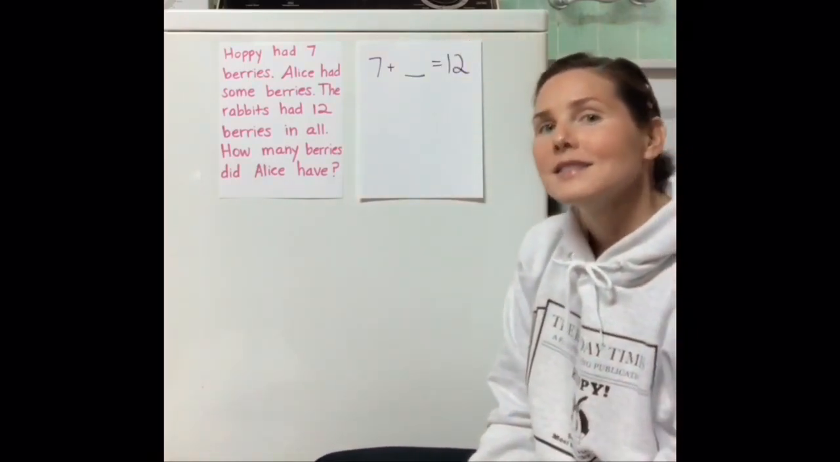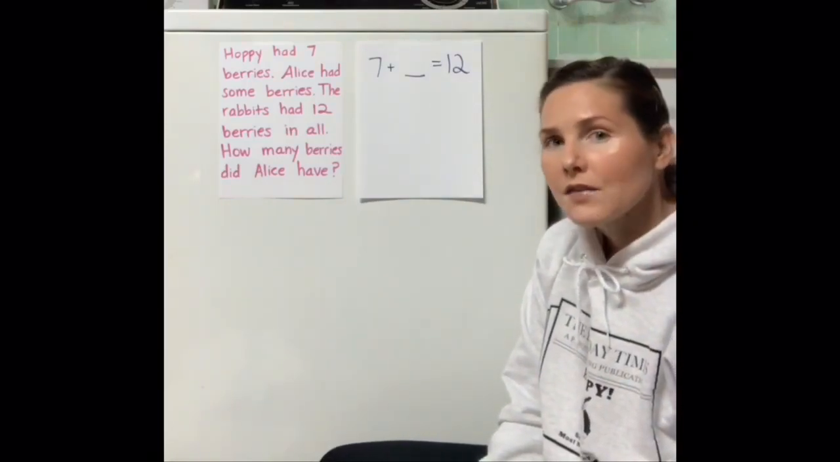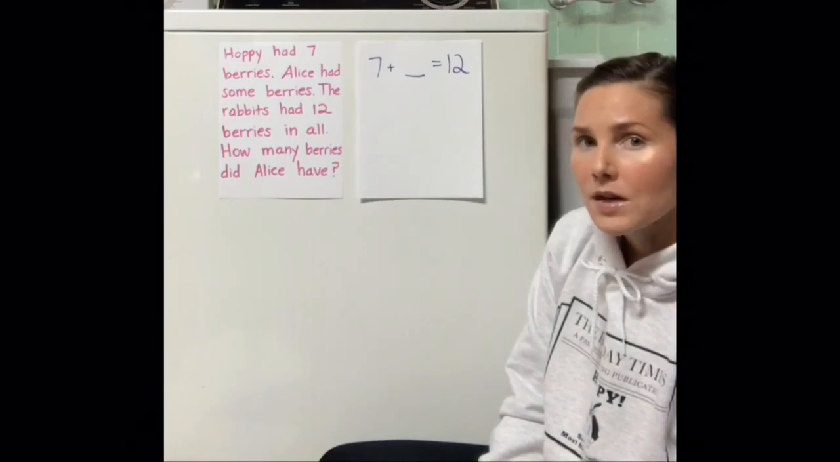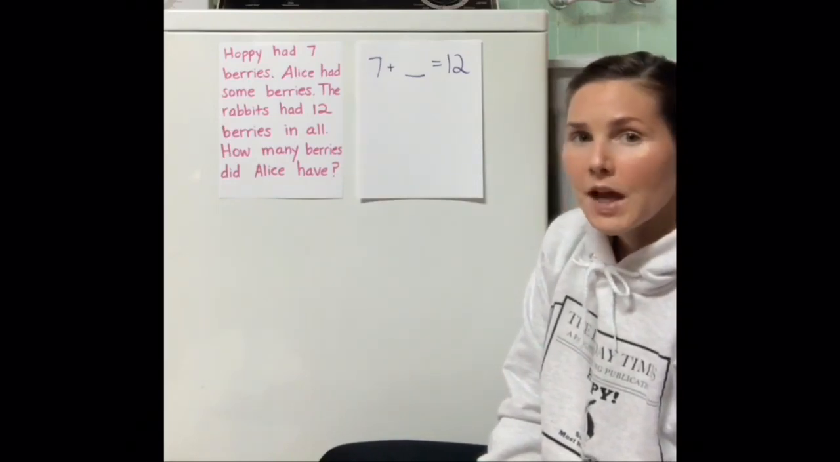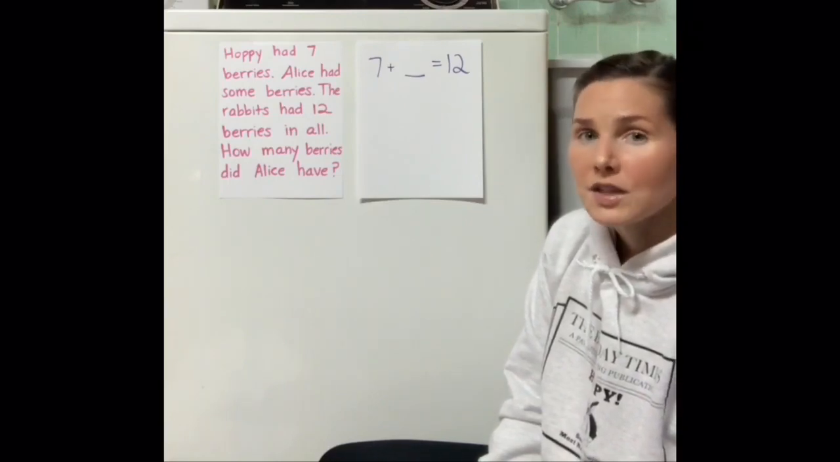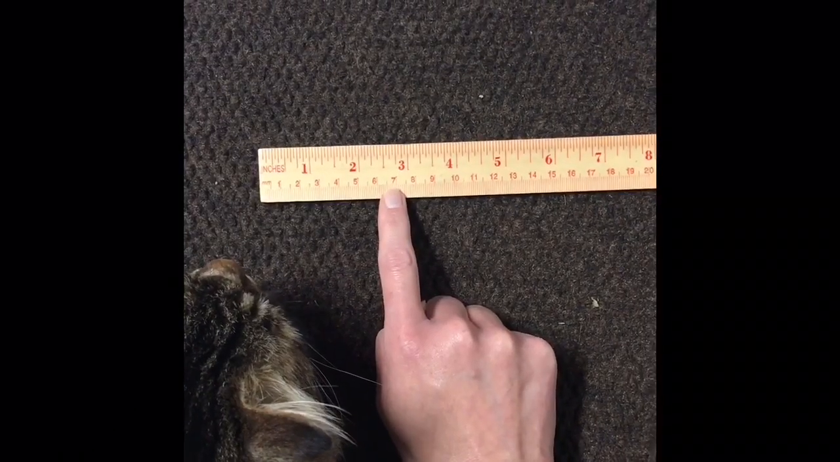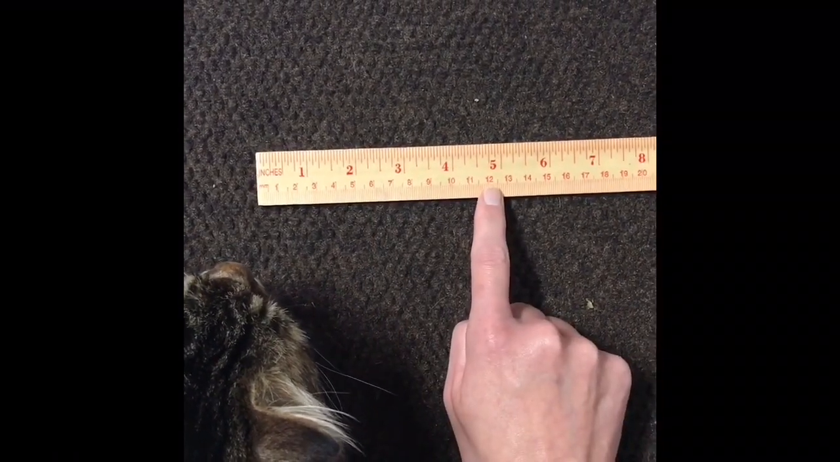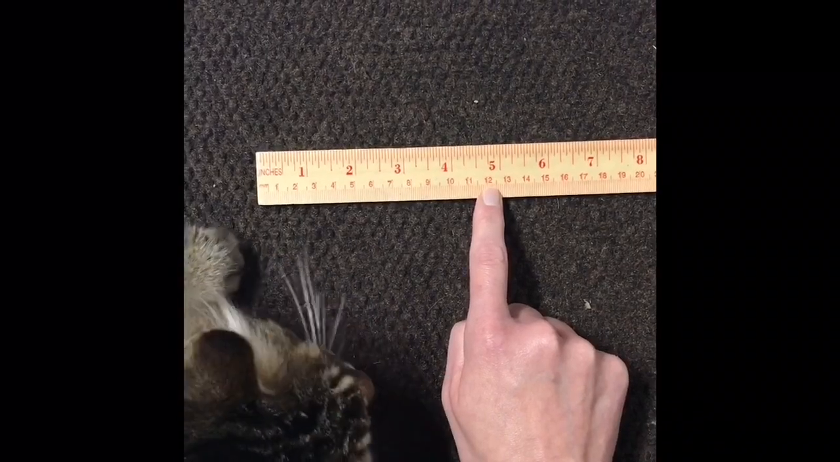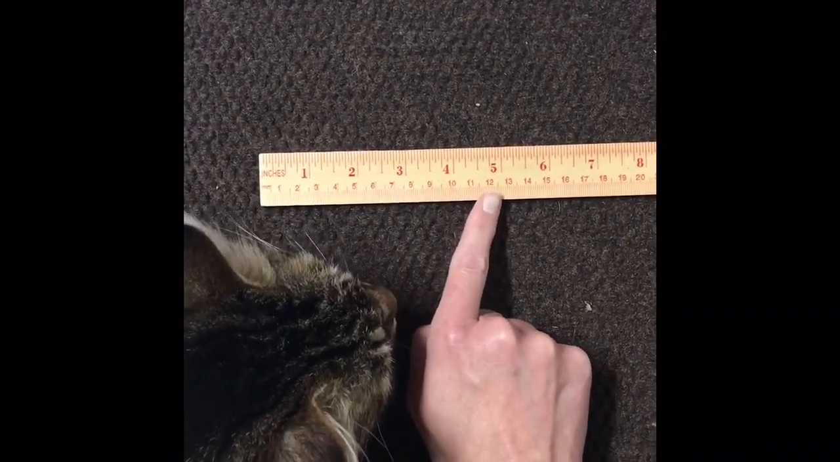So now I can see that we're not adding 7 plus 12, we're saying that 7 plus some unknown amount is equal to 12. And at this point, I could use my number line, my hundreds chart to solve the problem. I'm going to go ahead and use a number line. Here's the number 7, which is the amount of berries that Hoppy has, and here's the number 12, which is the amount of berries that the rabbits have together. I'm going to move my finger from 7 to 12.